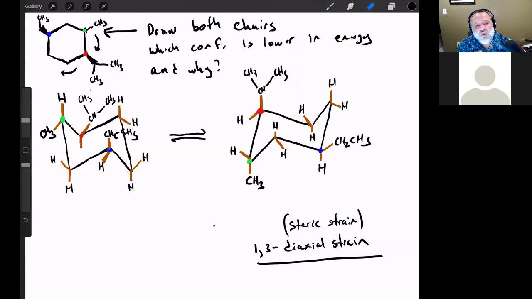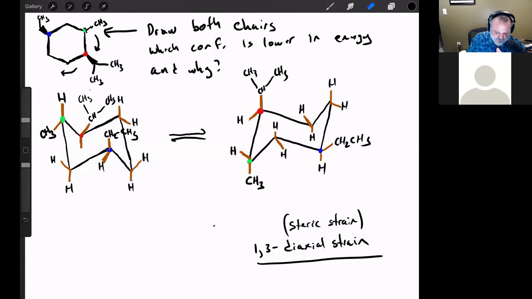So now that I've drawn them correctly, my job is to decide which one is actually lower in energy. In general, what we're going to do is identify the largest group. In this case, it's the isopropyl group. And we're going to say, well, when is the largest group in the equatorial position? And remember, when it's in the equatorial position, it causes the least amount of diaxial strain.